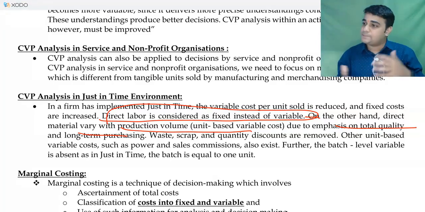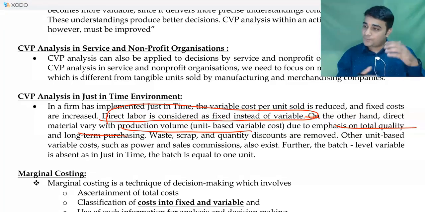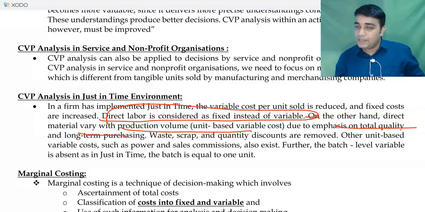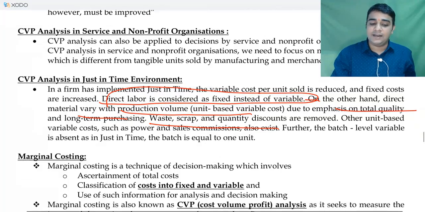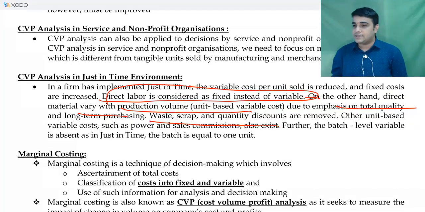So there will be a lot of inspection processes, a lot of checks and balances in the company. So all this will lead to extra cost. But you are going to reduce your waste and scrap; all this can be removed. Waste and scrap can be removed. So that is what they are saying, that is your objective under just in time.